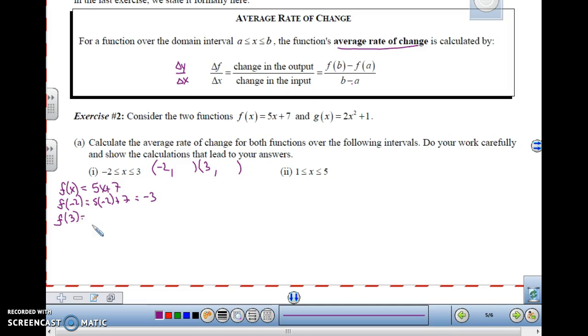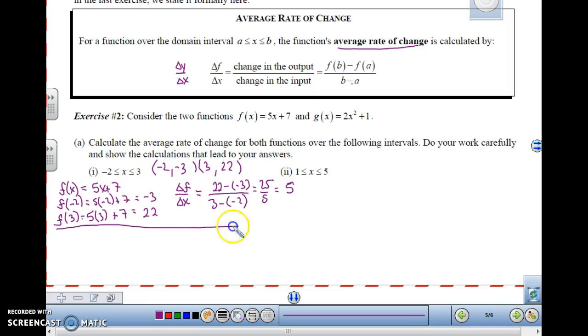And f of 3 would be 5 times 3 plus 7, which is 15 plus 7, which is 22. Okay, so now I know that this is the point (-2, -3), and this is the point (3, 22). So delta f over delta x. Remember, delta f is the y's, so it would be 22 minus negative 3 over 3 minus negative 2. So that gives me 25 over 5, which is 5.